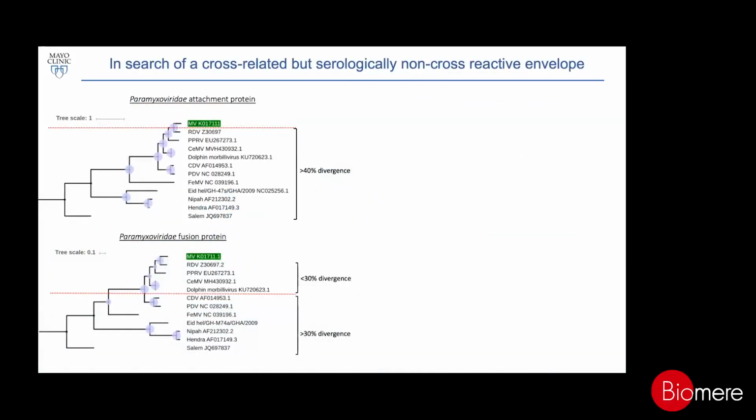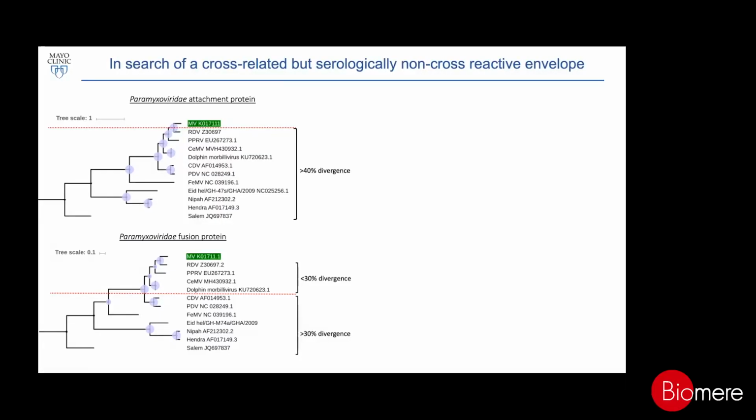Canine distemper virus was chosen among all the other members of the paramyxoviridae family because of its strategic location in the phylogenetic tree. It is said that for two viruses to be antigenically different, there must exist at least 20% divergence at the amino acid level.